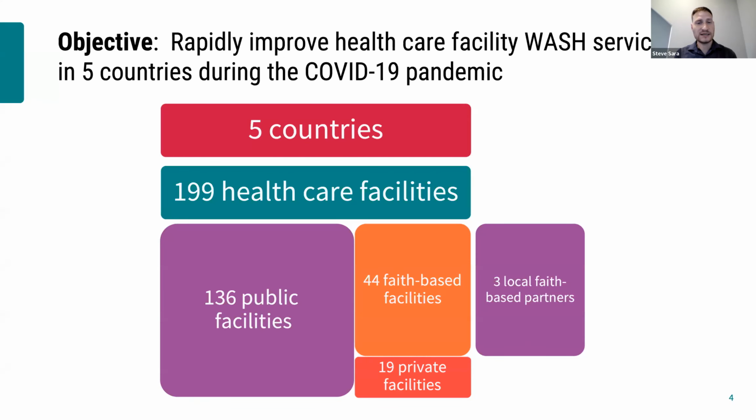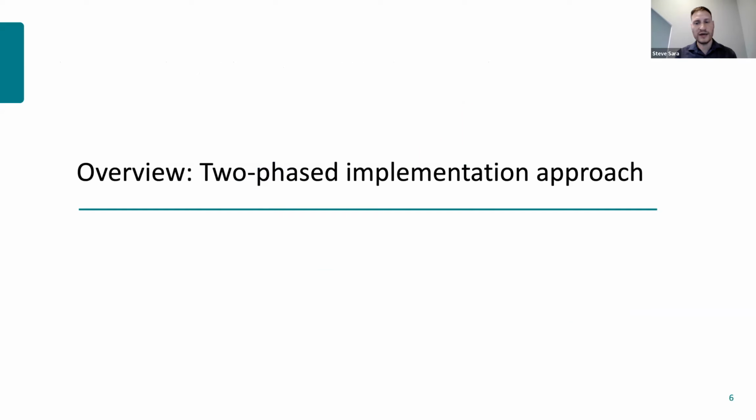A little bit more context on the types of facilities we were working in. They were mainly in public facilities, but there were also a good number of faith-based facilities and some private. And we were working primarily at secondary and primary health facility levels, although there were a few tertiary facilities in some of the countries that we worked with. And with that, I will pass it to Lillian so she can share with you more detail on the two-phased implementation approach that we took for these country work plans.